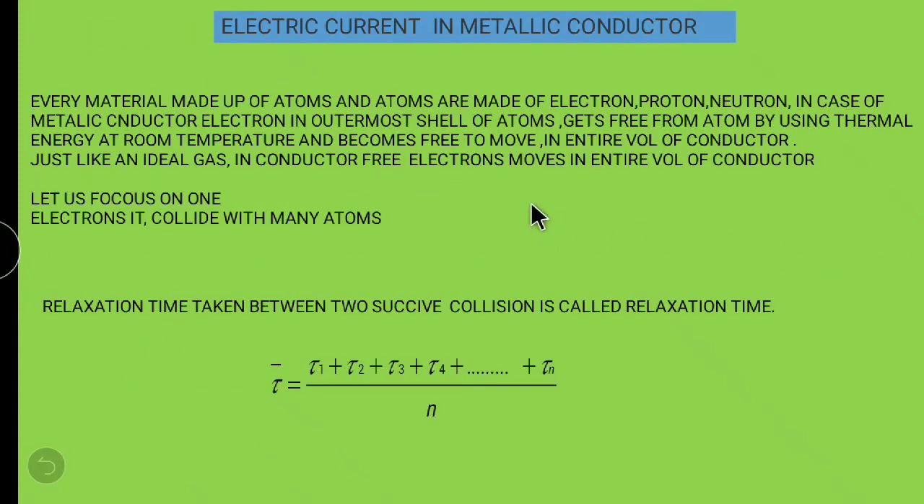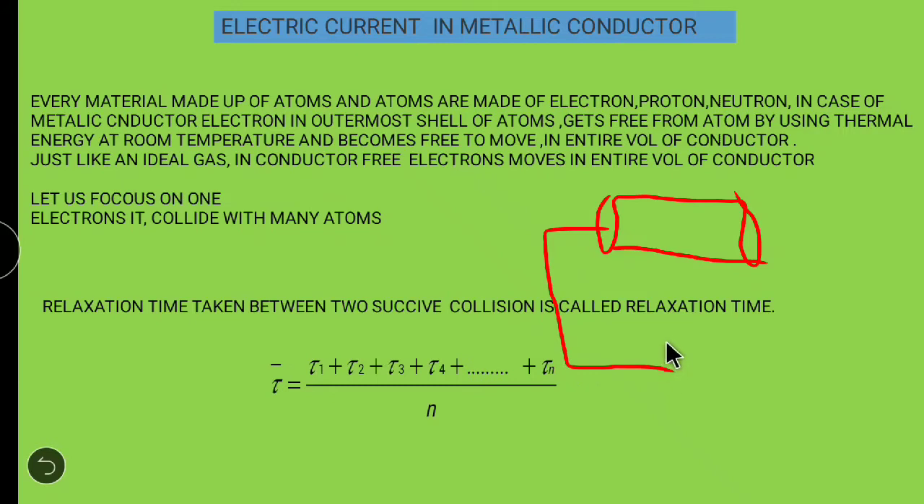Now let us discuss the electric current in a metallic conductor. Students, to understand this concept, first of all let me explain that this is the conductor. I am going to draw it over here. This is the section of a wire and we have attached it through a battery.